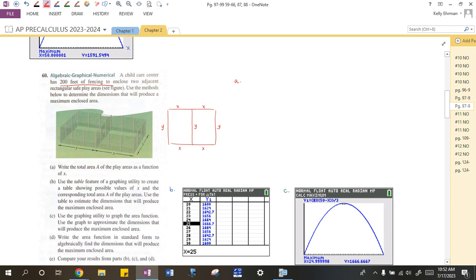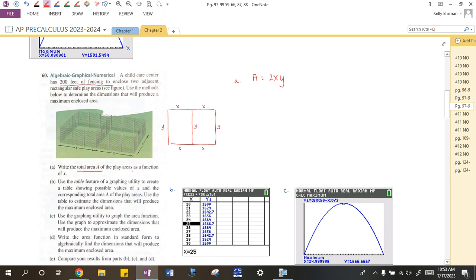Part A, write the total area of the play areas as a function of x. 2 ways to look at this, I guess. There's one big rectangle. It doesn't matter that we have a y cutting down the middle. So the total area is 2x times y. Or you could say add the area of the left side to the area of the right side. X times y plus x times y is still 2x times y. So let's start there. The area is 2x times y.